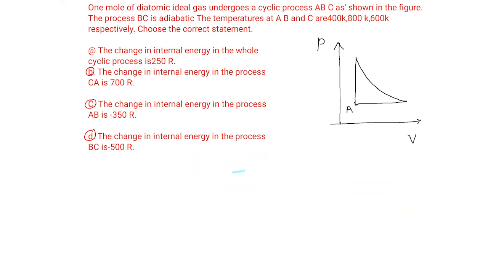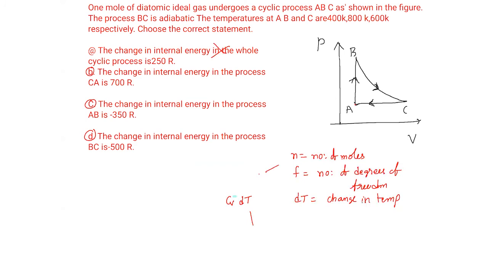Now remember that formula, n/2 f R dT or n Cv dT. The second option: the change in internal energy in the process CA. What is the temperature at C? It is 600 Kelvin. What is the temperature at A? 400 Kelvin. Now see the change in internal energy in the process C to A. We use the n/2 f R dT formula only. dT means change in temperature. Here n, the number of moles, is 1 by 2.